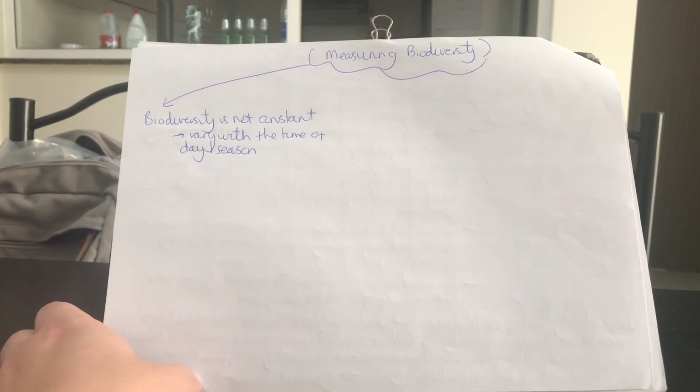It just might mean that in that particular season there are fewer animals there because they've gone to warmer climates, for example. So you just need to have in your mind that just because you've calculated the biodiversity index of an area once, that doesn't mean it's like that every single day of the year and every single season. Okay, it can be slightly more fluid.